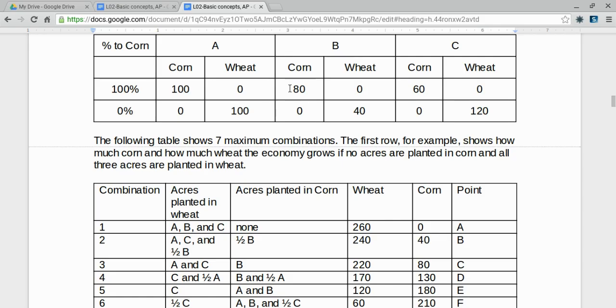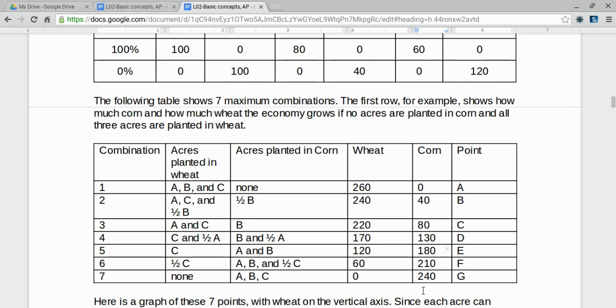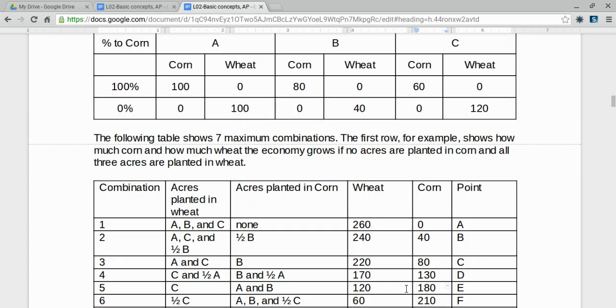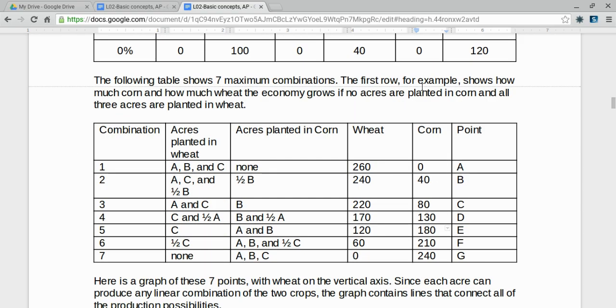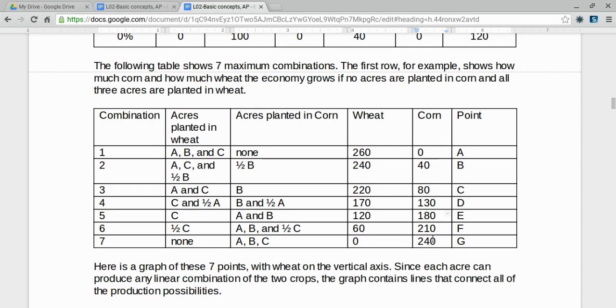If B and A are both in corn, we'll get 180 in corn. And finally, if all 3 grow corn, we'll get 100 plus 80 plus 60, which is 240 bushels of corn. But since all 3 acres are growing corn, we'll get 0 bushels of wheat.